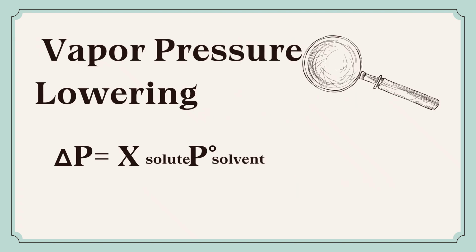The third colligative property is the vapor pressure lowering. The formula can be read as delta P equals the mole fraction of the solute times the vapor pressure of the pure solvent.